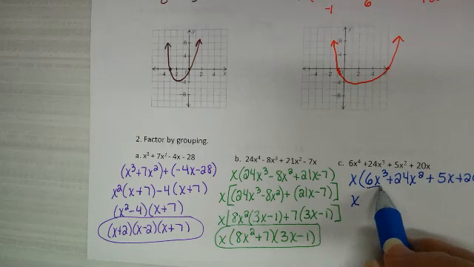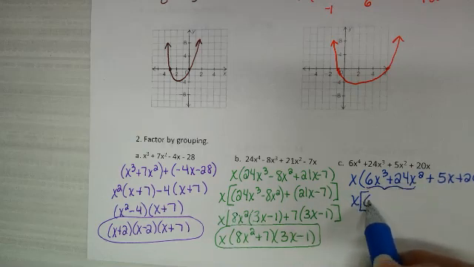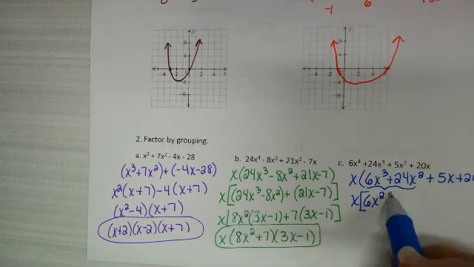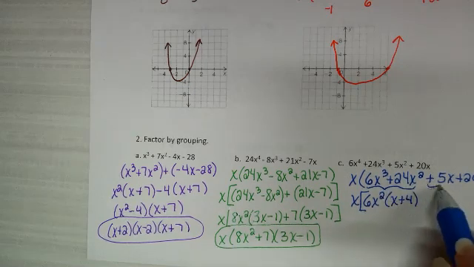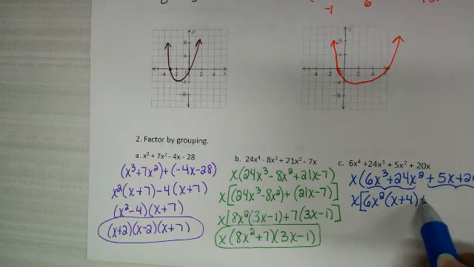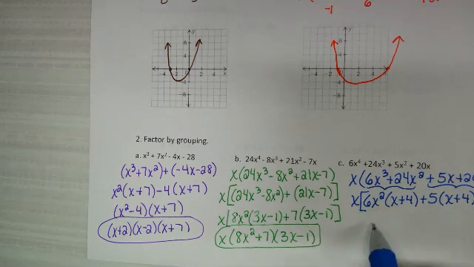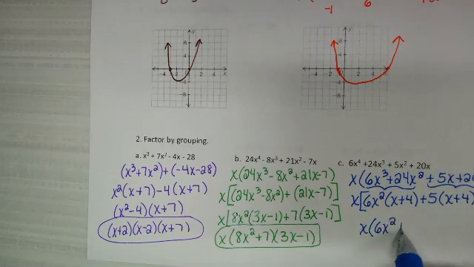So in this first group, in common, I'm going to take out a 6x squared, and that will leave me x plus 4. In my second group, I'm going to factor out a 5, and that also leaves me an x plus 4. So my final answer: my x, the GCF from the beginning, now 6x squared plus 5, and the x plus 4 that they had in common.